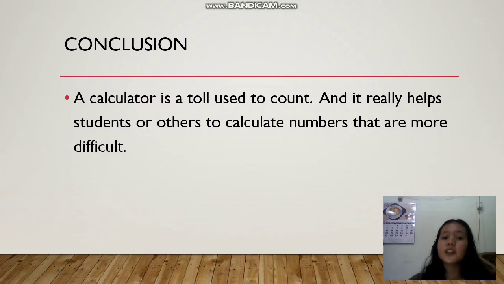Conclusion. A calculator is a tool used to count, and it really helps students or adults to calculate numbers that are more difficult.